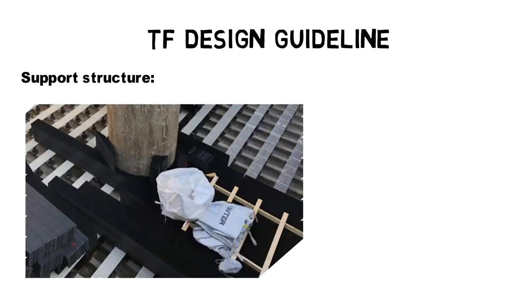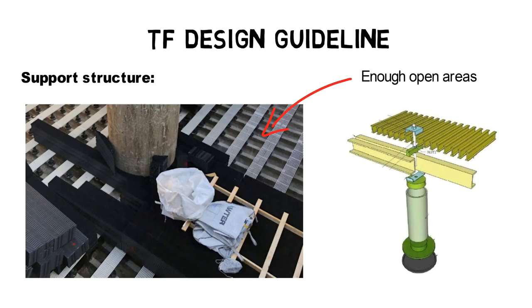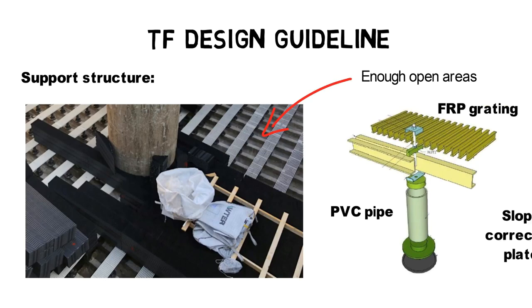At the same time, the supporting structure must leave enough space for sludge collection and removal and to avoid blockage of plastic fill media channels. Therefore, the support structure typically consists of PVC stanchions, FRP grating, and slope corrector plates to adjust for bottom slopes.